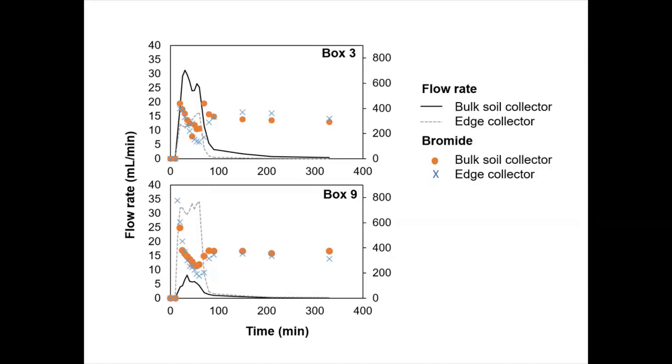So when we put our tracer concentrations on there, these are our bromide tracers. Their symbols are for the two different, the bulk soil or the edge collector, and the patterns are the same, so I really didn't need to differentiate between them. What we see is that it took about 10 minutes, and we saw a huge spike in bromide concentrations, going from essentially 0 bromide to 800 milligrams per liter of bromide within 10 minutes, regardless of whether it was coming around the outside or through the inside of these boxes, for both of them.